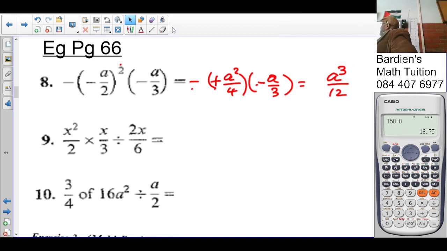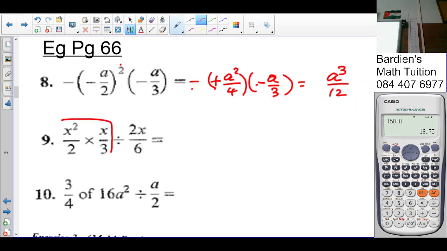Let's look at number 9. Number 9, you've got x squared over 2 times x over 3 divided by 2x over 6. What needs to be done first then? Change to multiplication, flip and times. You could have simplified that first if you like, but what I would do is change to multiplication, flip and times. So do that quickly.